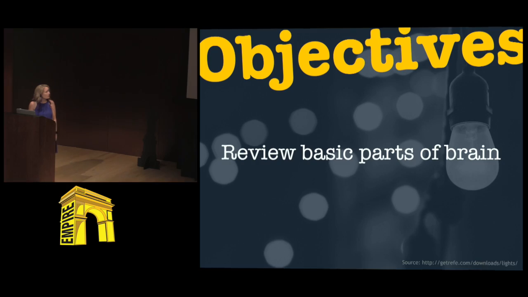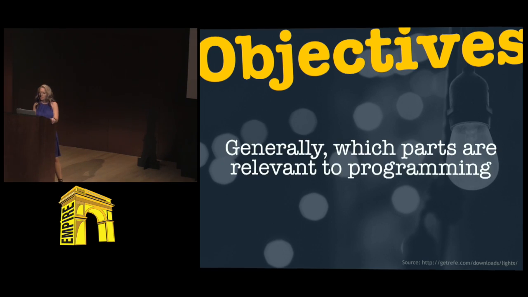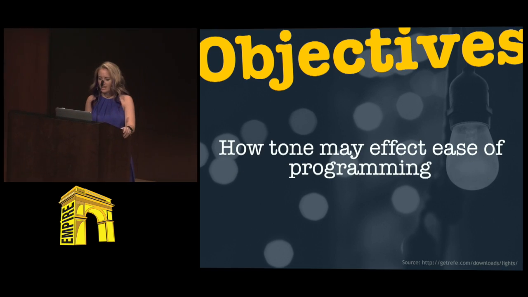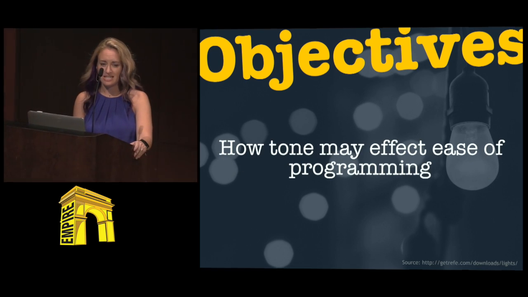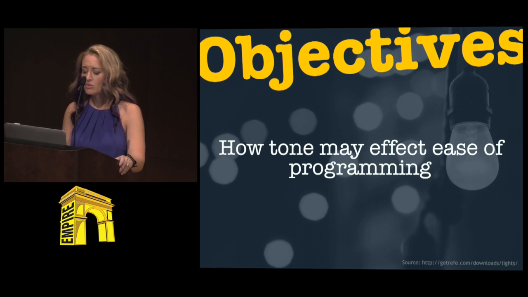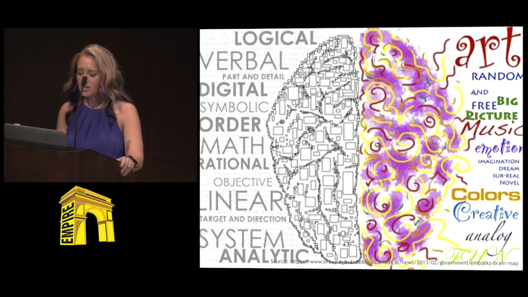What we are going to do is first I'm going to review with you the basic parts of the brain. And then, more importantly, which parts are relevant to you when you're programming, because that's what we care about, right? And then lastly, how tone may affect the ease or unease of your programming. So, we're going to start with this.